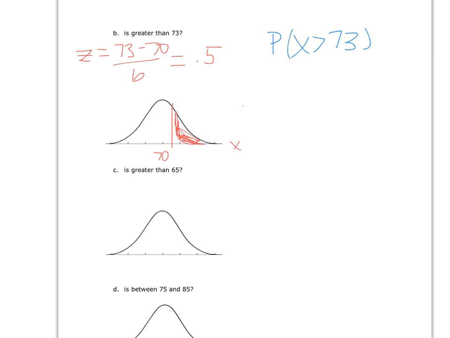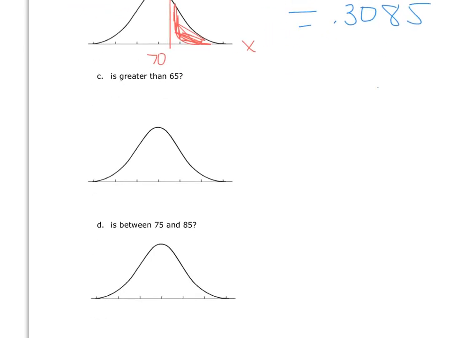So using the online tool, you can find the probability that z is greater than 0.5, and that will be 0.3085. Okay.